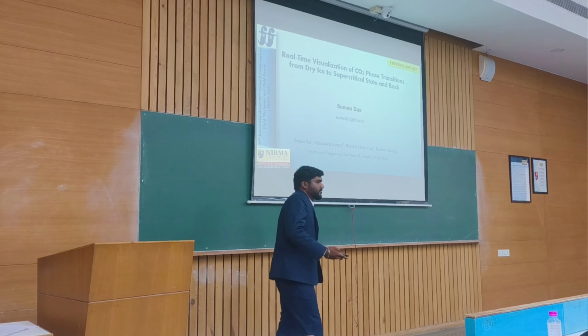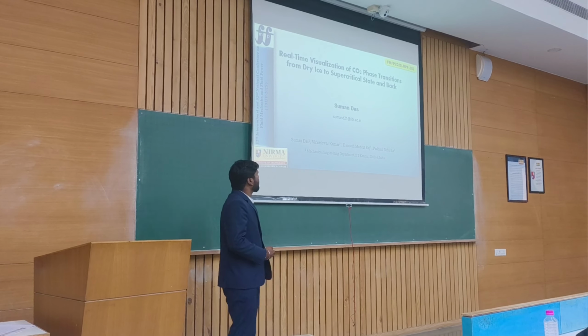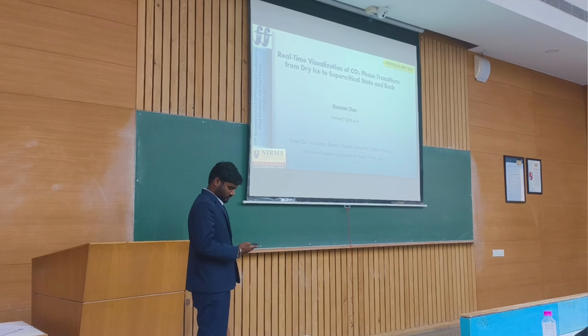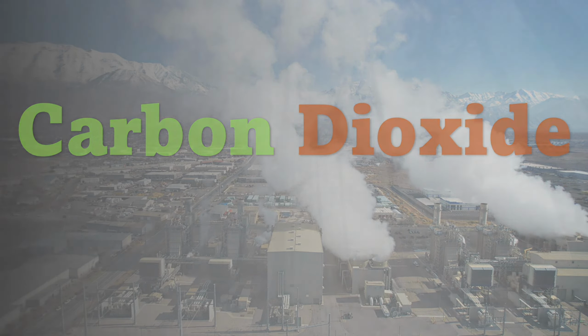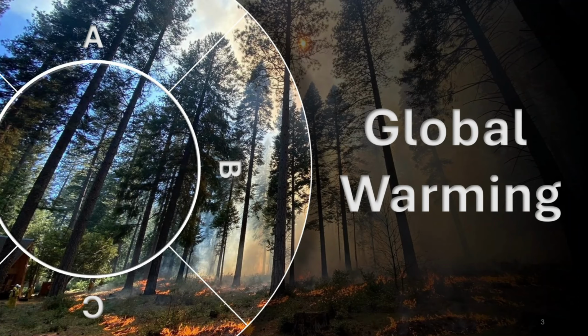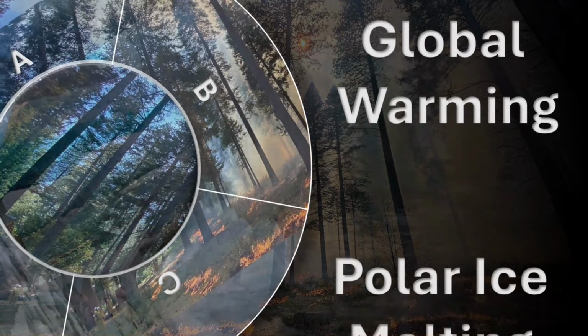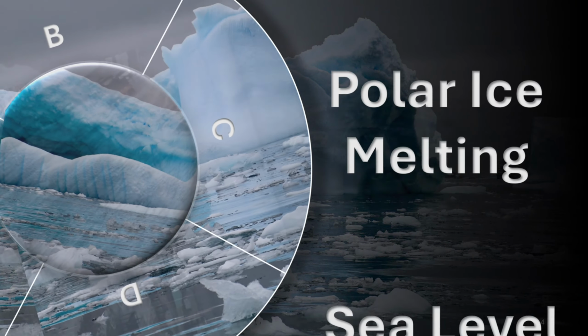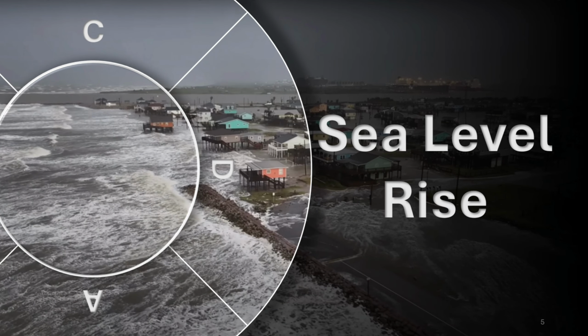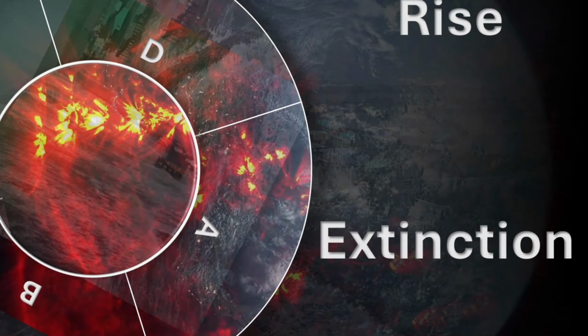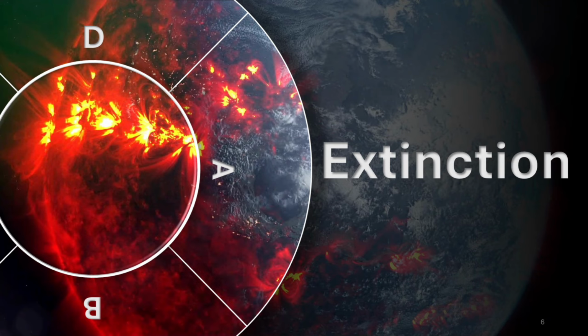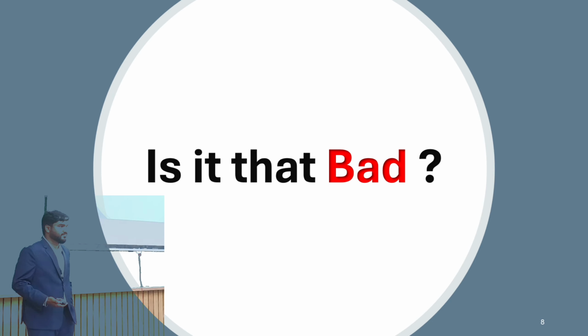Let me just ask you a very simple question. What is the first thing that comes to your mind when you hear carbon dioxide? It's a greenhouse gas, right? The ultimate thing that comes to your mind is global warming. And this will lead to polar ice melting, and this will lead to an increase in sea level, and this will actually lead to the extinction of species. But the real question is, is it that bad?